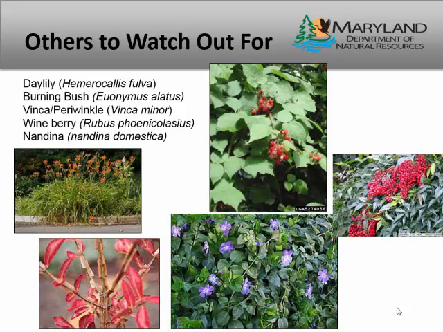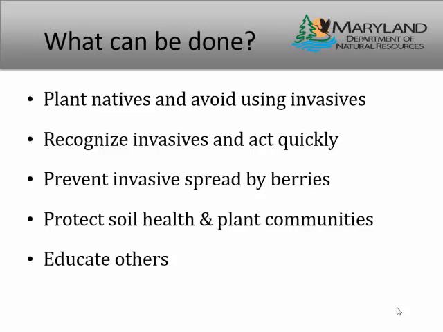These are a couple of other ones that are probably in a lot of the yards around here that can become problematic. Don't have enough time to talk about them. With all of these, rule of thumb, don't plant them. If you have them and you can get rid of them, do so. Your best thing is to just be able to recognize them so you know what to go after before it becomes a big problem. Try to prevent the spread of those berries and seeds. Protect your soil, so don't leave disturbed soil unattended. That's where they really like to come up.